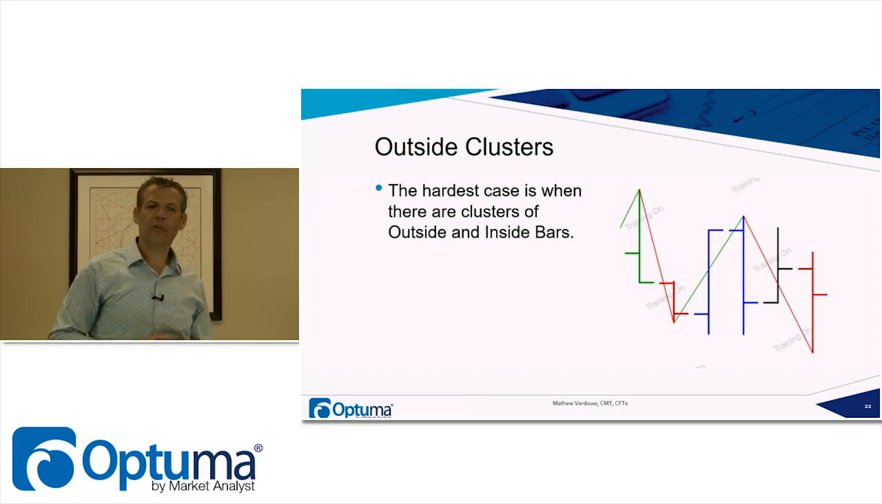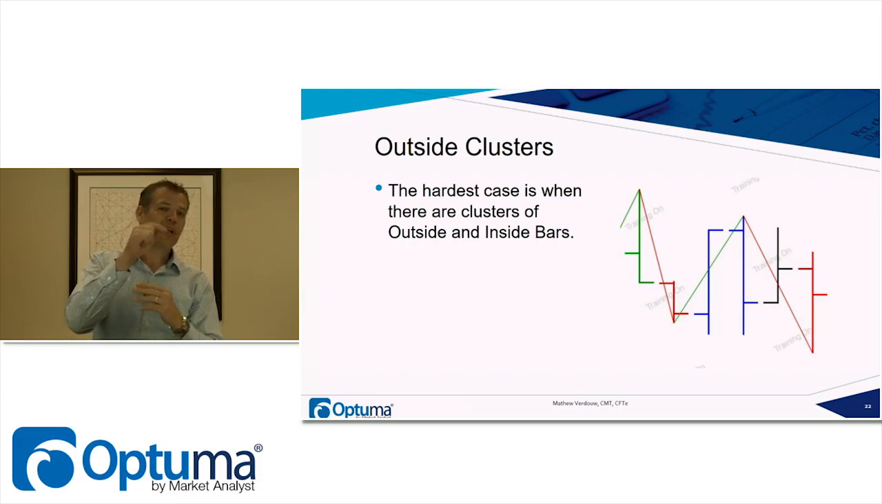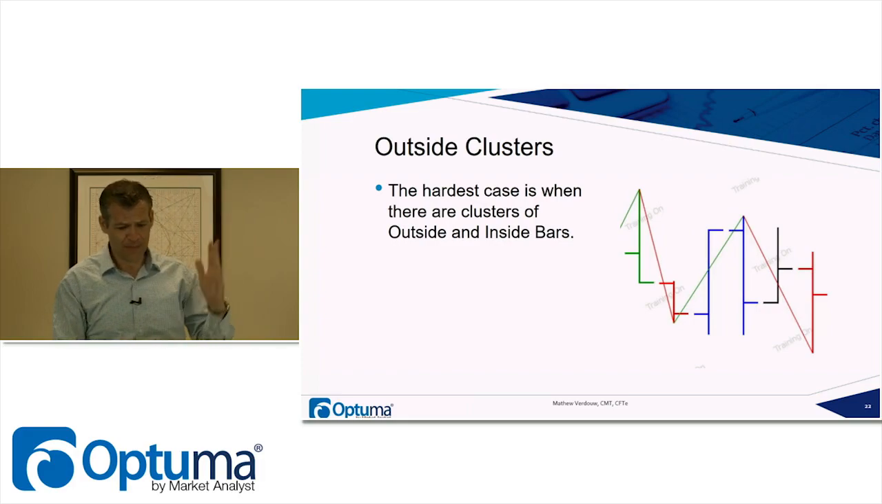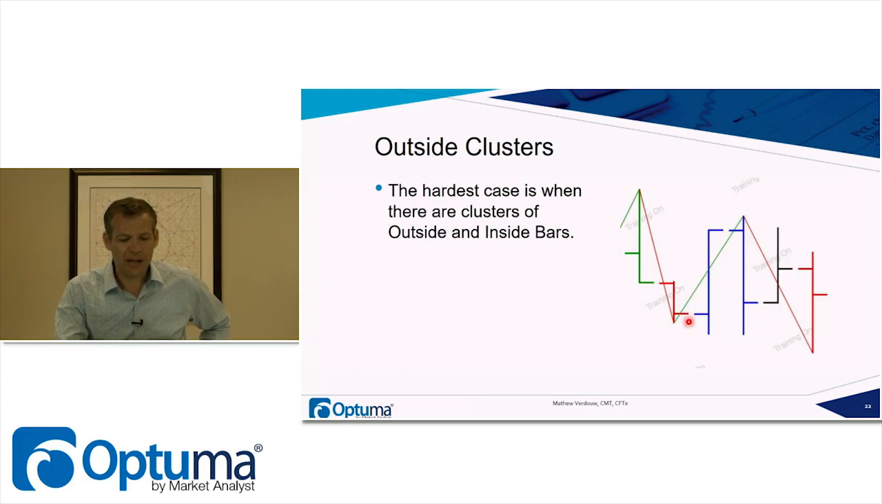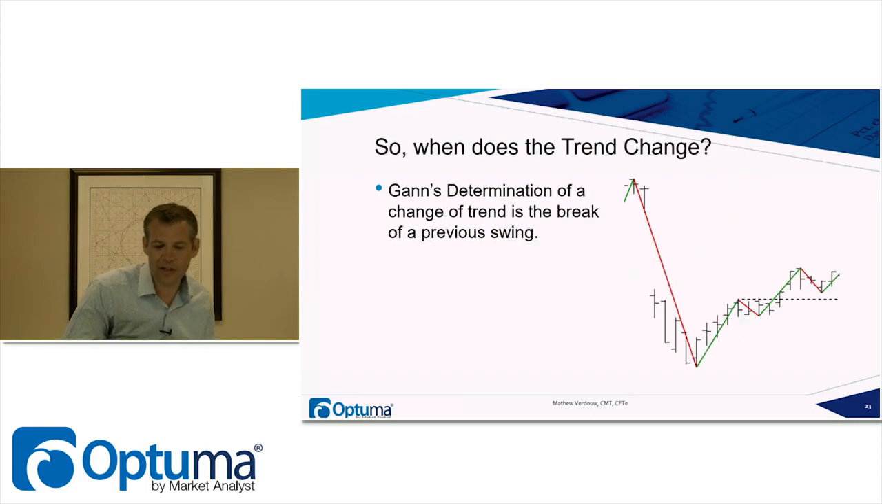What we ended up doing was saying, okay, well, let's just treat them all as one bar. So in this group, we'll take the highest high out of the whole group as our highest level, the lowest low as our low, and we'll keep that as one outside bar and wait for a breakout either way. So you can see here in this example that we have outside, outside, inside, and then we finally get a lower bar. And so we go to the highest point in the cluster and then come down from that. So we treat them as a group and look at the highest and lowest.